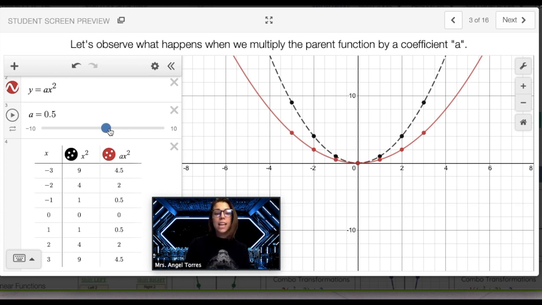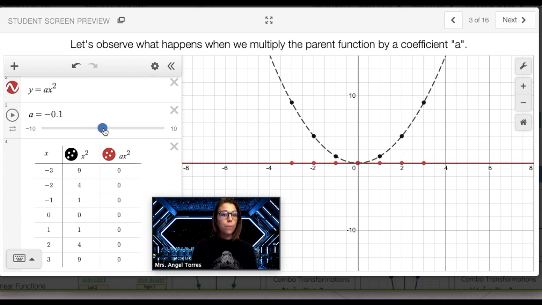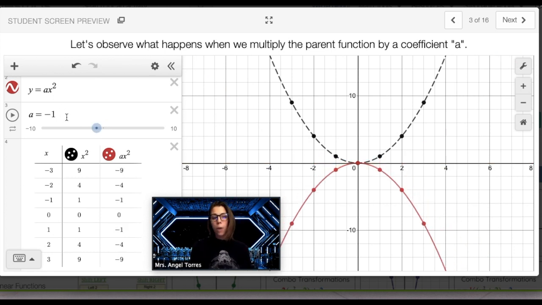The final one is what happens when I multiply by a value less than 0, a negative number. As you can see, if I just make this -1, all of my outputs have become negative because I'm taking my parent function and making them all negative. That causes your graph to reflect into the negative side of the x-axis.